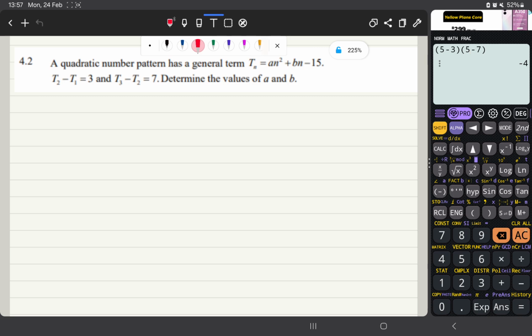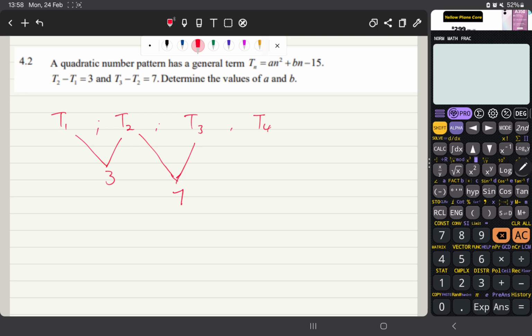Here they're saying it's a quadratic pattern, it has a general formula. There we go. And I'm gonna do this just to solve this one. They say we have to determine what a and b is. We have term 1, term 2, term 3, term 4, right? And then term 2 minus term 1, they say it's 3, and term 3 minus term 2, this is 7. So here's what I'm gonna say, guys.